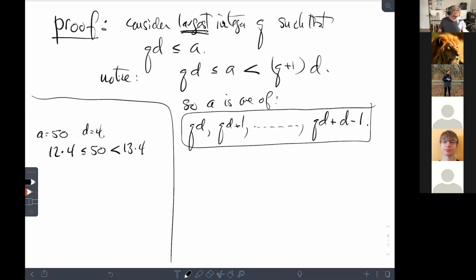Yes. So numbers, integers, math. So A is one of these numbers, right? In other words, A is equal to QD plus some number between 0 and D minus 1, which is exactly what we wanted, right? That's the proof of existence. So this proves existence.